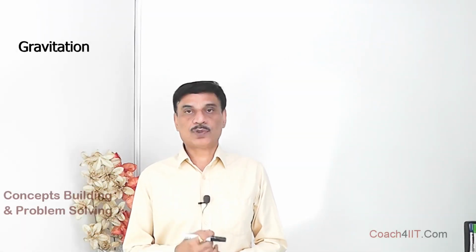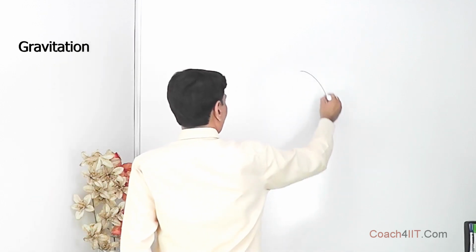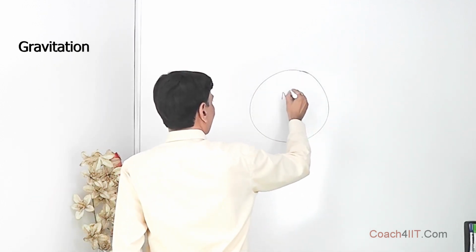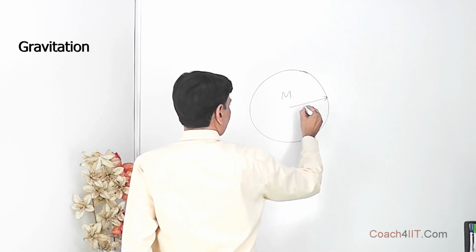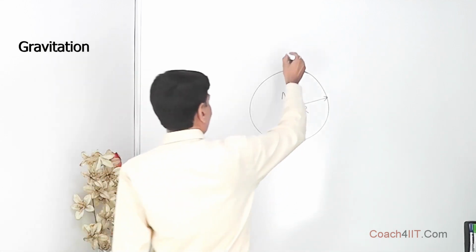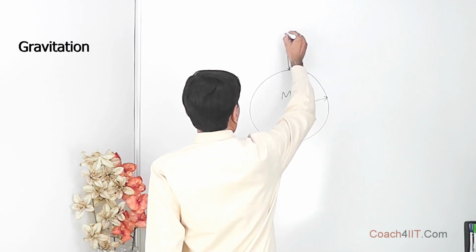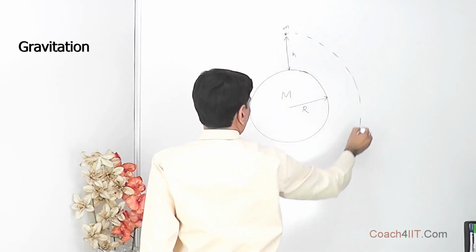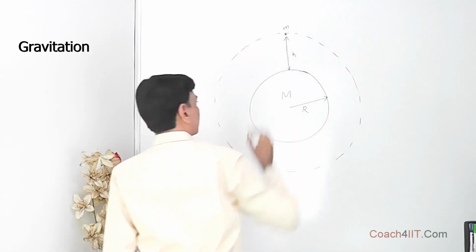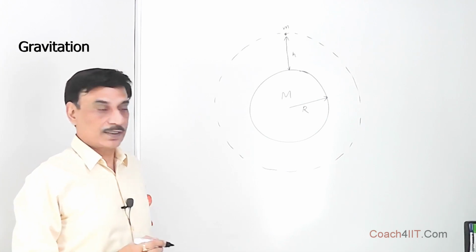Find the total mechanical energy of a satellite which is orbiting Earth at a small height h from the surface of Earth. So over here we take Earth, mass capital M and radius capital R, which is equal to 6400 kilometer, and at a height h from the surface a satellite of mass m is orbiting the Earth, and we have to find what is the total mechanical energy of this satellite.